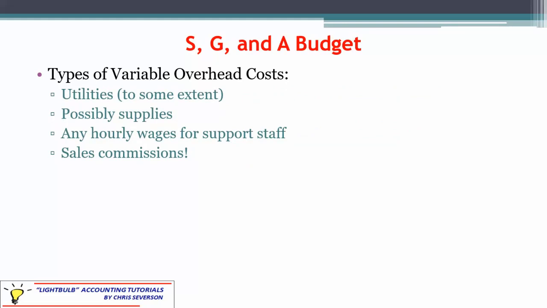Now, variable overhead costs are really the same types, except we have one new one. Utilities, to some extent, could be fixed or variable or a little bit of both. Supplies, if we use supplies in our store. Any hourly wages for the same support staff we talked about in the last slide. And a big one you'll see here that's different is sales commissions. Sales salaries would be a fixed overhead cost for the SG&A budget, but sales commissions, which are very common and obviously a selling related cost, go here under variable because they directly relate to the amount of sales you had, whether it be units or dollars.